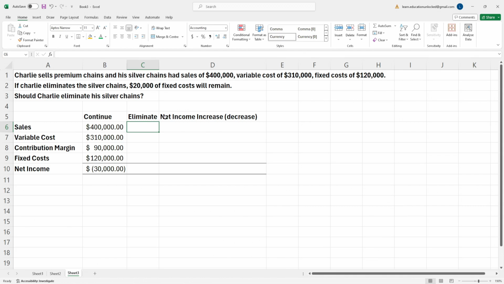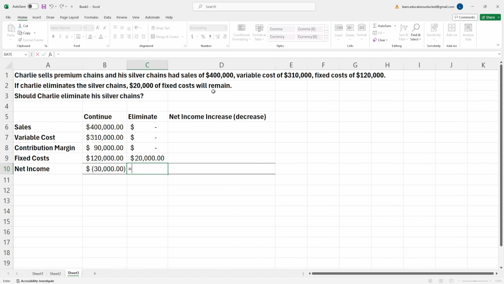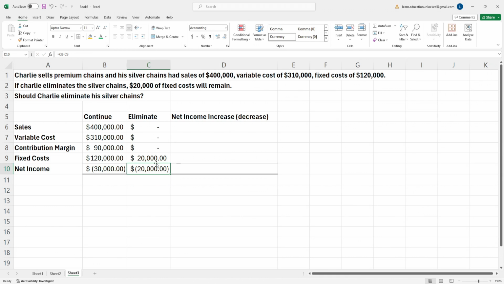So if Charlie eliminates the silver chains, his sales go to 0, his variable cost is 0, and his contribution margin is 0 since there's no sales or variable cost. So your fixed cost, it says in the second line, 20,000 of fixed cost will remain. So let's put 20,000. And so contribution margin minus your fixed cost gives you your net income. So if we eliminate it, we are losing 20,000. So here, our net income is decreased.